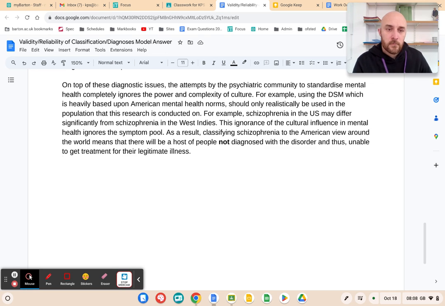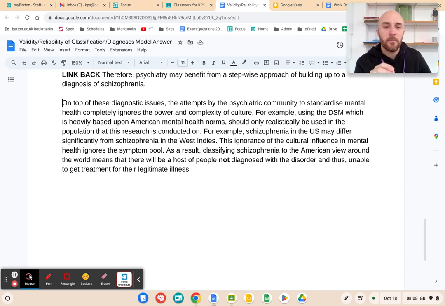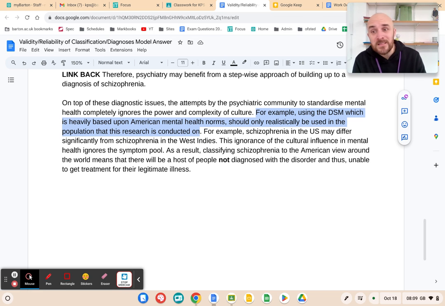I've got a similar start there, but I've said on top of these diagnostic issues, the attempts by the psychiatric community to standardize mental health completely ignores the power and complexity of culture. For example, using the DSM, which is heavily based upon American mental health norms, it should only realistically be used on the population that the research is conducted on. It should only be used on Americans, but it's not. Go to your doctor, look at his or her shelf, and they will probably have a DSM 5 or an ICD 11 on their shelf.